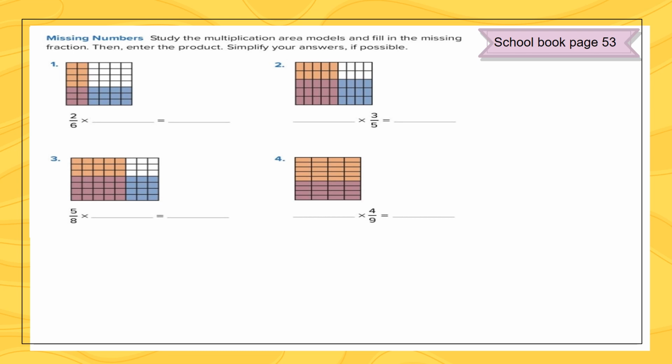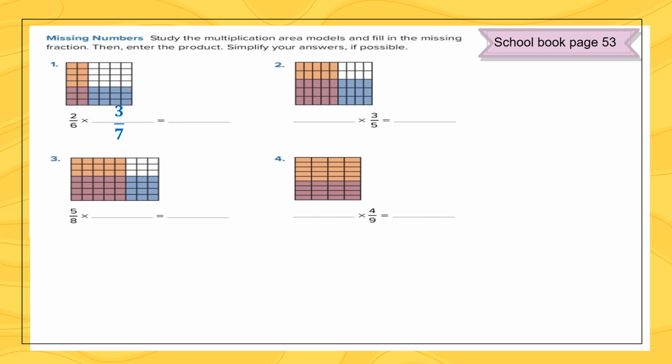Here is our school book, page 53. Study the multiplication area models and fill the missing fraction, then find the product. Number 1, 2 over 6 times what? 2 over 6 means I have two columns colored of 6 columns. Then the second fraction will be how many rows are colored? We have 3 rows colored of 7 rows. So it will be 3 over 7.